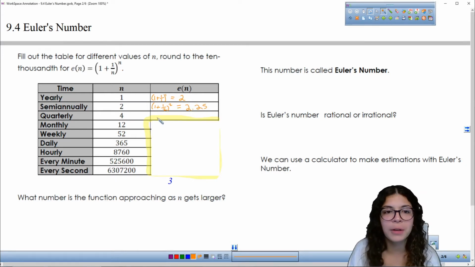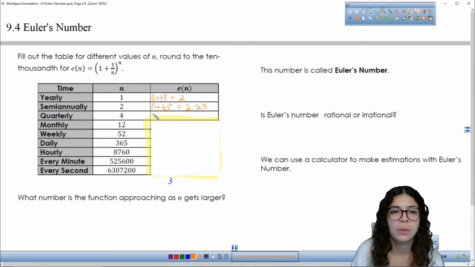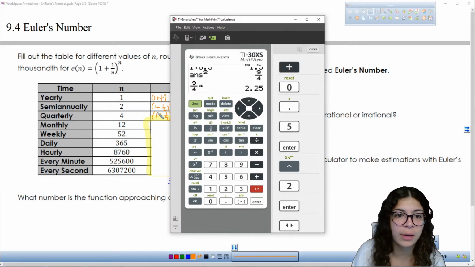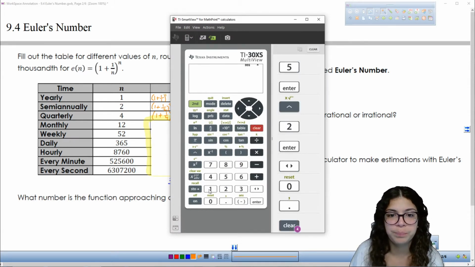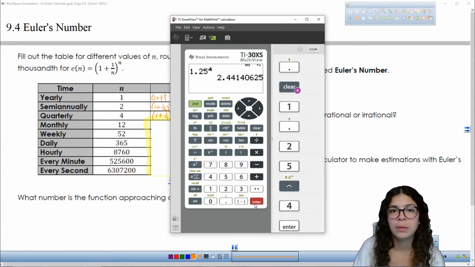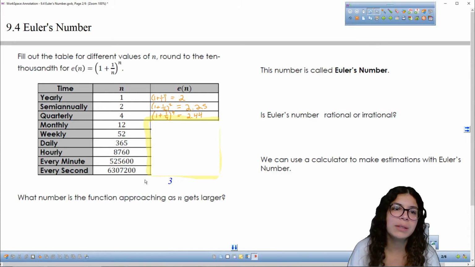Let's take that further and now say that we're compounding quarterly. Well, then n would be 4, so this would be 1 plus 1 over 4 to the power of 4. What would that be? Again, let's just use our handy dandy calculator. 1 plus 0.25 would be 1.25. And then to the power of 4, we get 2.44, roughly.